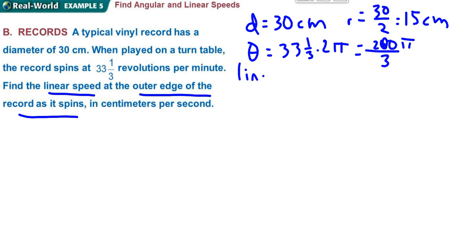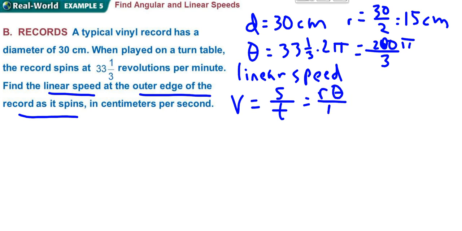And so then linear speed, if you remember, is v equals s divided by t. And now we're going to remind ourselves s is r theta, divided by t. Time again will be our 1 minute, but in this problem they asked us about centimeters per second. So our time is 1 minute, but we're going to say our time is 60 seconds for this problem because of that wording. So then I'll go back.